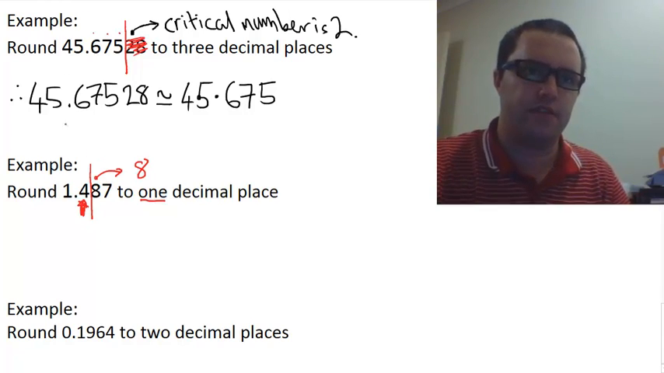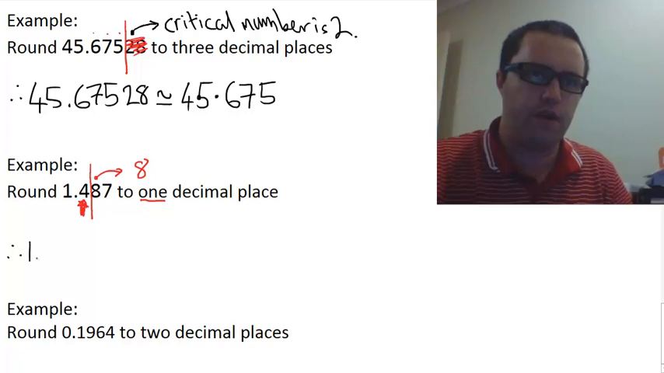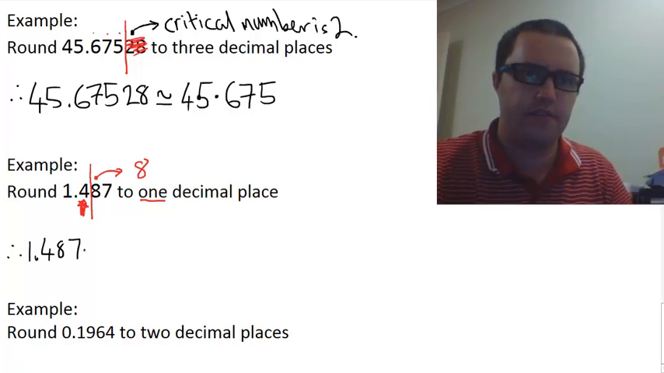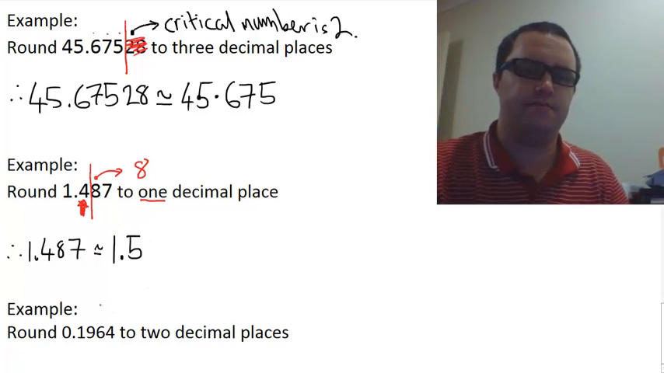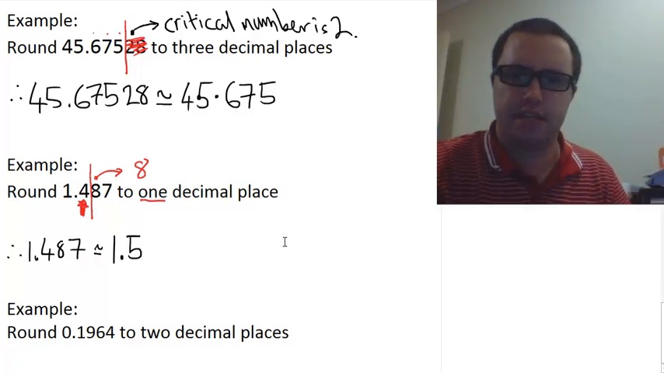So let's have a look at that. Therefore, 1.487 is approximately equal to 1.5, and then terminate it. Because the critical number was 8, our 4 goes up by 1 to a 5 and then you terminate the decimal. So that's the second type of one.